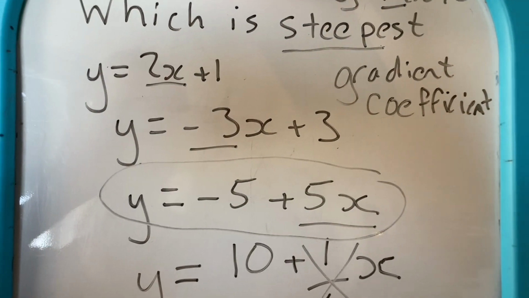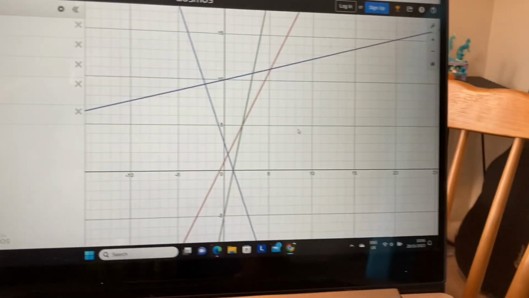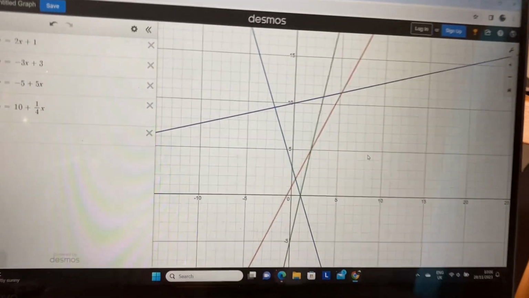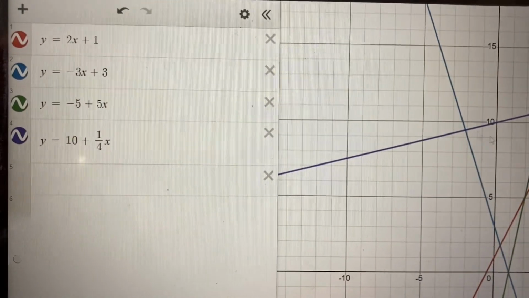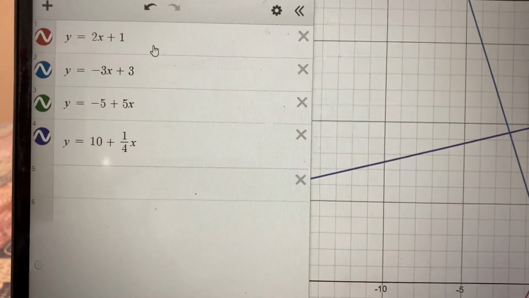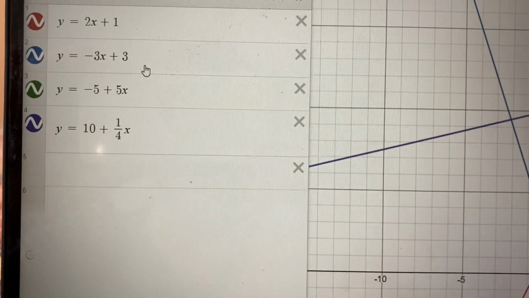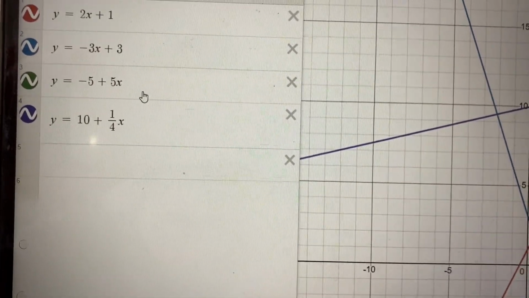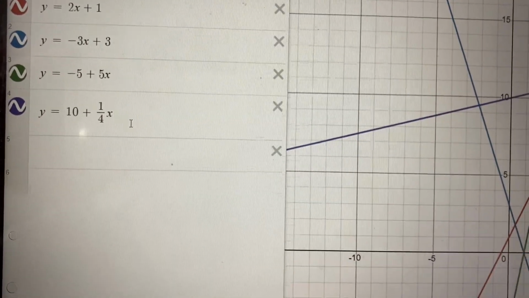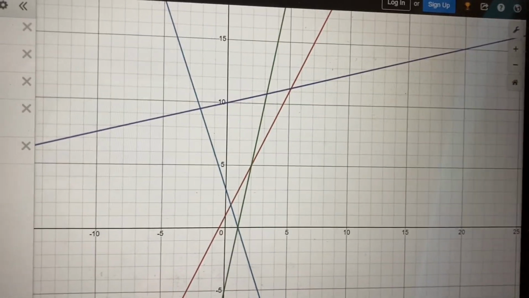Now, if we're not so sure, let's have a look on Desmos. I really like this website. So I've plotted all 4 of those. Y equal to 2x plus 1, y equal to minus 3x plus 3, y equal to minus 5 plus 5x, y equal to 10 plus a quarter x. And that's what it's showing us there.